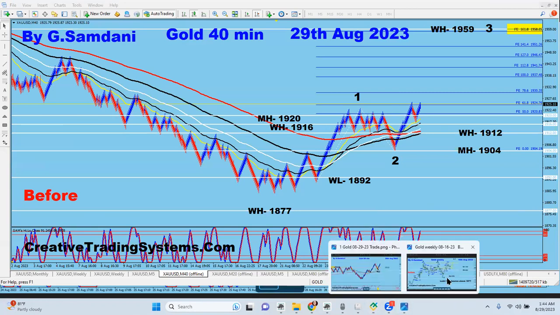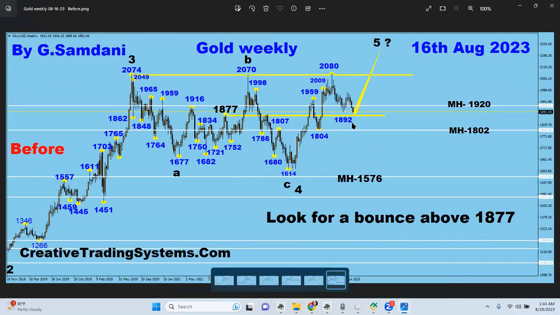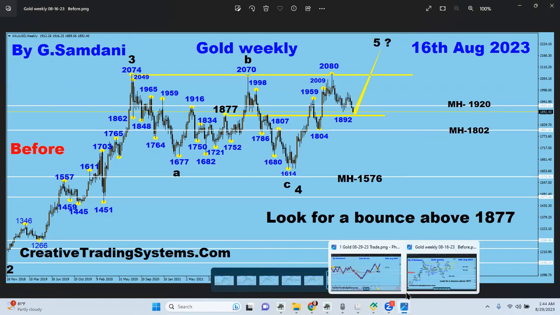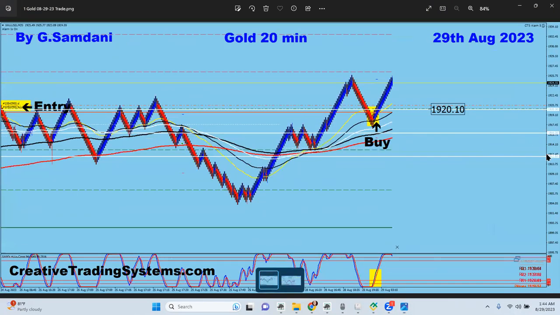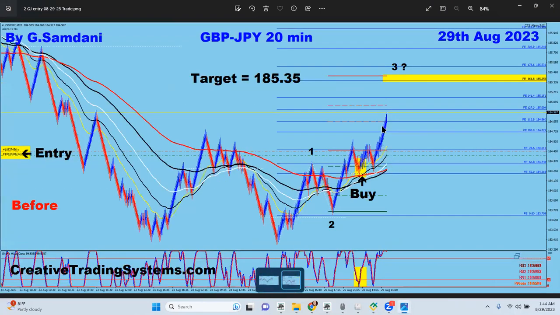And also I have several other entries. One of them I recorded here just to show you guys what my setup looks like. This entry I'm talking about is pound yen. I also made this pound yen from the 20-minute chart.